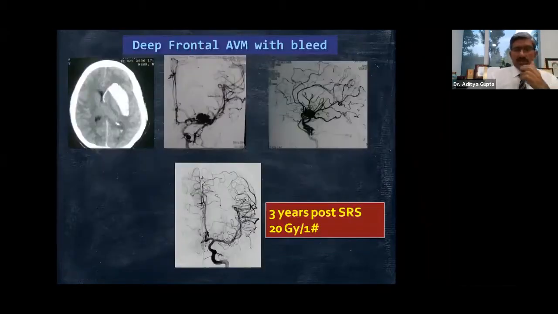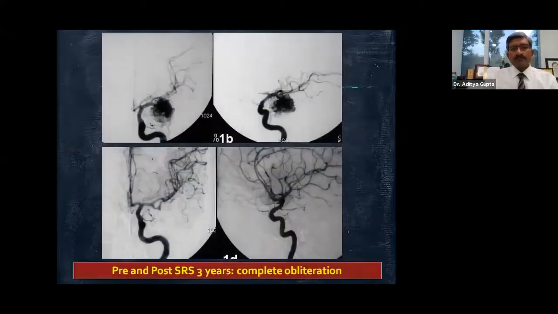In some situations, even for ruptured AVMs, we are called upon to give radiosurgery because there is no good surgical or endovascular treatment available. And even in those situations, one can get by without any complications. So this is one case showing pre and 3 years post radiosurgery using 20 gray dose to this deep frontal AVM. Another example of pre and post 3 years radiosurgery for this dominant perisylvian AVM.